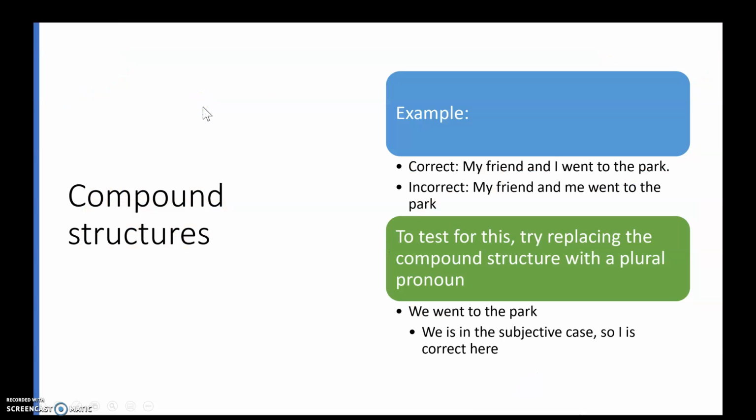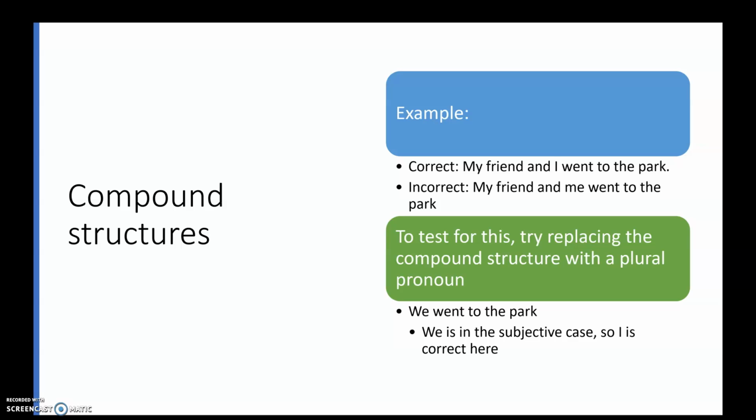Another thing we need to take into consideration when we're talking about pronoun cases is compound structures, because this is where errors appear the most. So let's say the sentence, my friend and I went to the park. Well, a lot of people would say my friend and me went to the park, right? Sounds better. Me normally follows friend, but it's not correct. And there's a couple of ways we can test it. The first is to split it into two sentences. My friend went to the park. Great, that works. I went to the park. Hey, that works too. So I is the correct way to go.